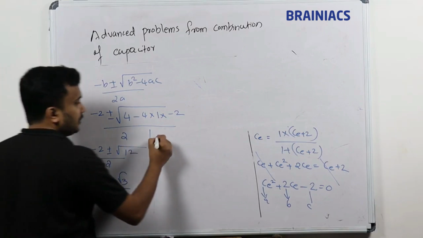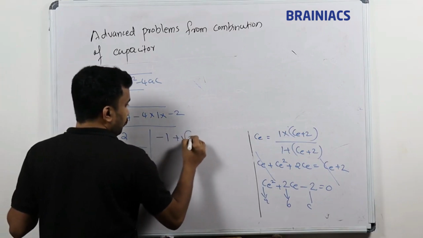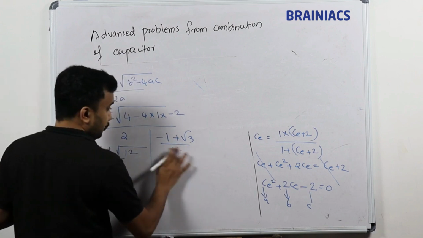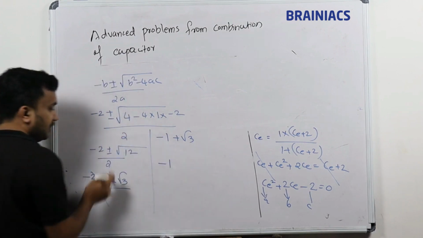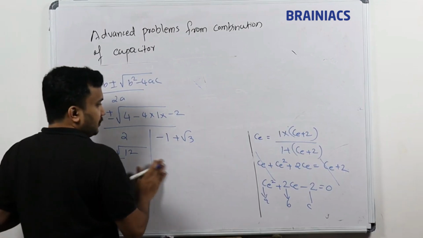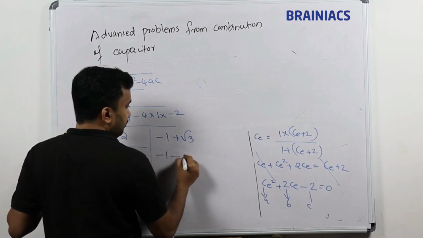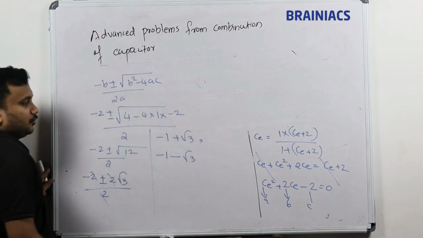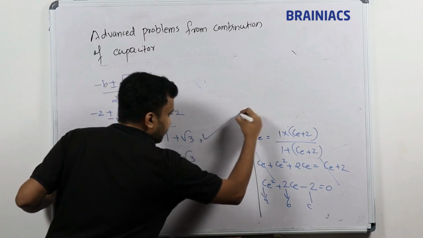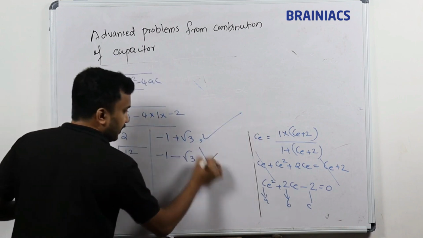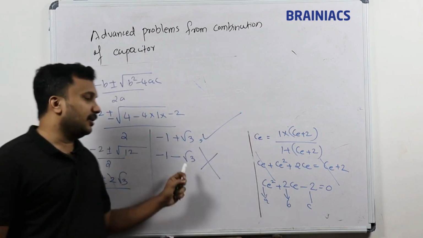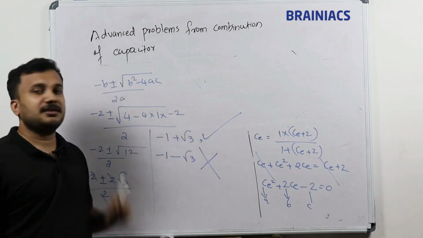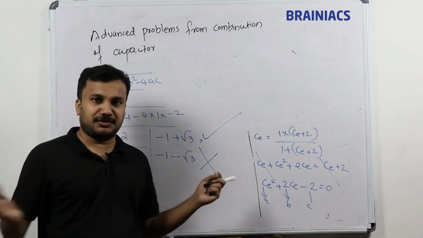So one solution is minus 1 plus root 3. Another solution is minus, no, there is no 2, the 2 will get cancelled out. So another solution is minus 1 minus root 3. So there are two solutions for this one. Which one is positive? This is positive, this is the answer. This one is negative. Capacitance value will not come as a negative value. So this is a wrong answer, and this is the correct answer for this question.